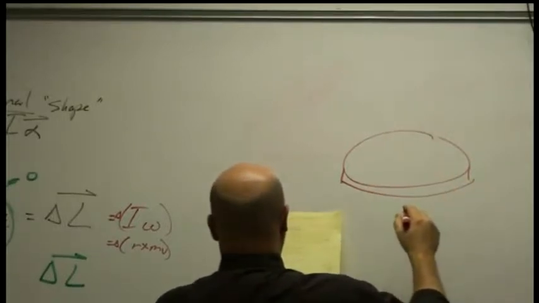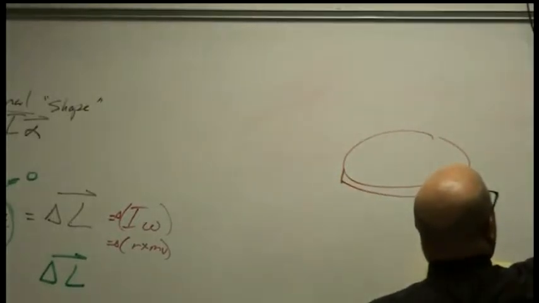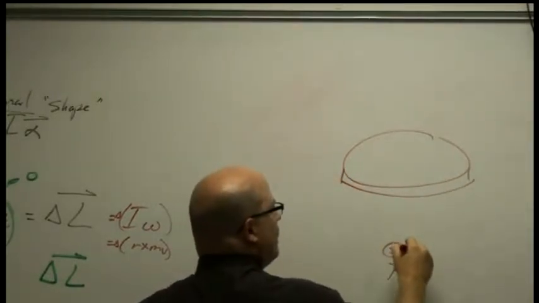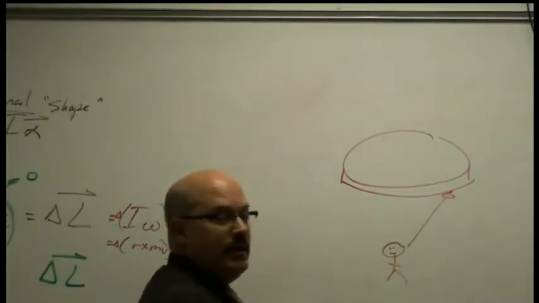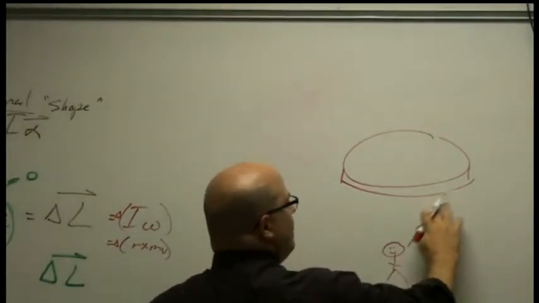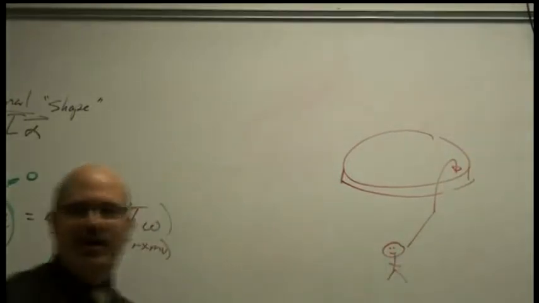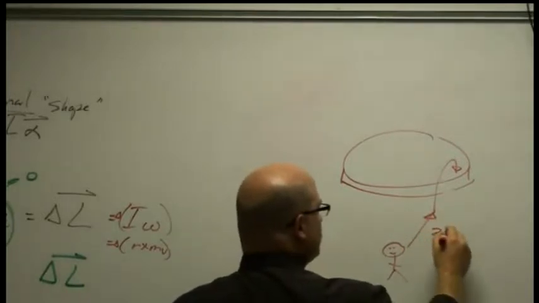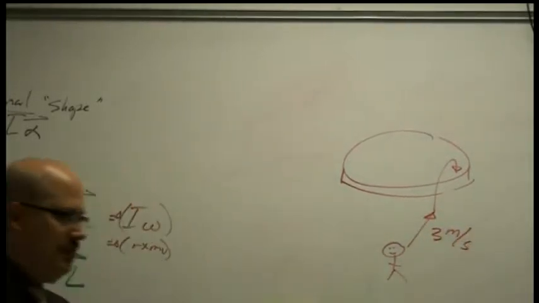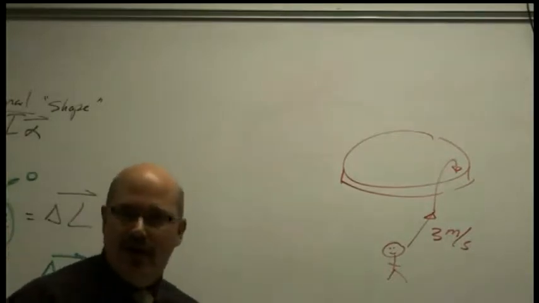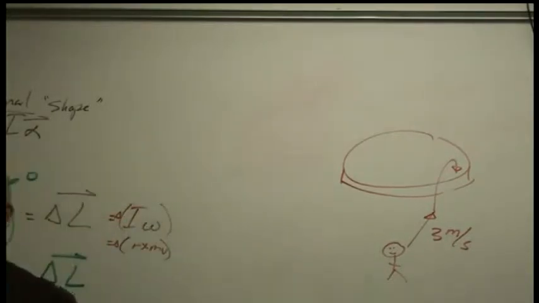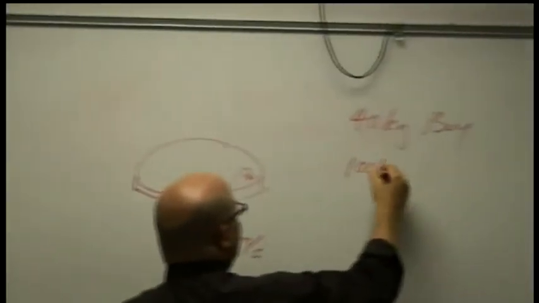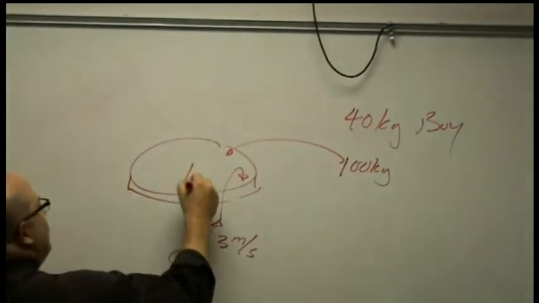Okay, what about this one? Now we have a 40-kilogram boy running this way, and jumps right on here. Boy runs at 3 meters per second, jumps on a stationary merry-go-round. I want to know how fast will the merry-go-round be going? The merry-go-round has a mass of 100, and the radius is still 2 meters.